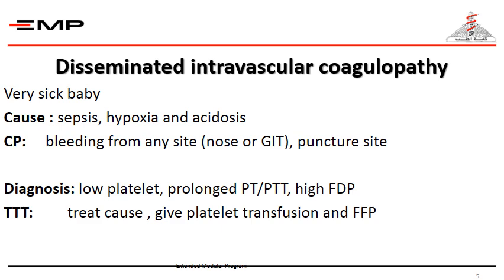The baby will come with bleeding from any site like the nose or GIT or hematuria, and usually a combination of multiple sites together with bleeding from puncture sites. Complete blood count will show a low platelet count. There will be a prolonged PT and PTT with high FDPs, or fibrin degradation products.